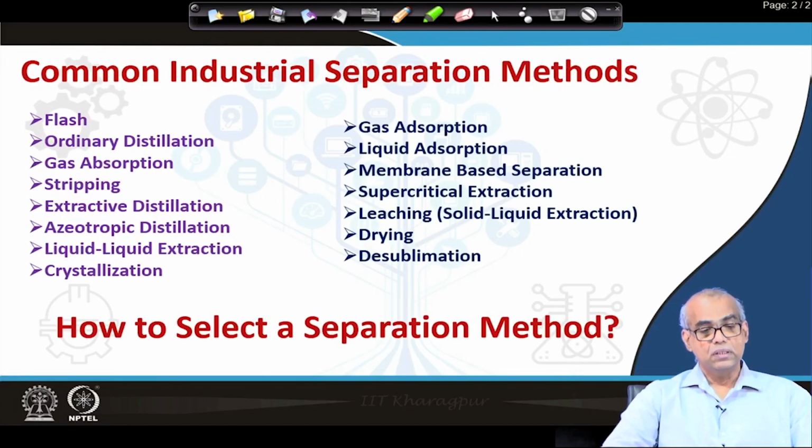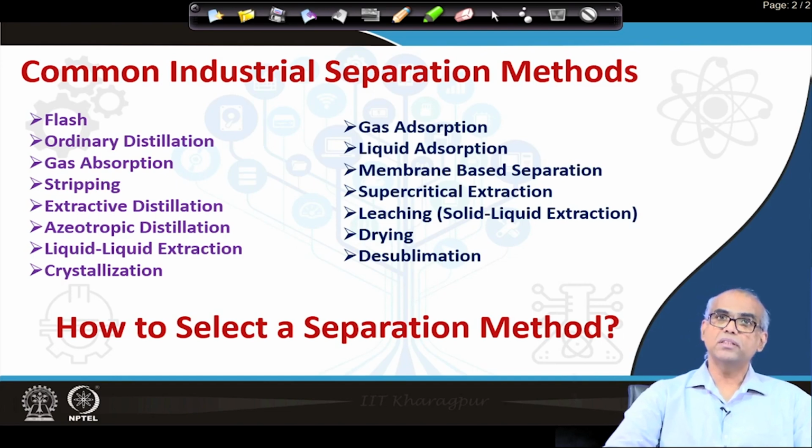Now, there are several industrial separation methods. In our previous lecture, we have given you a table which involves certain basic information about these commonly used industrial separation methods. Now, how do I select a particular separation method? So, what should be the criteria for selection? This is what we are going to discuss in today's class.